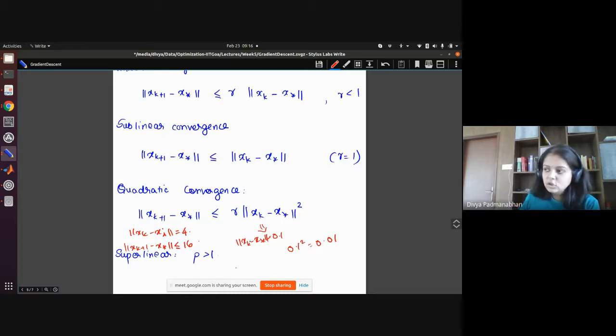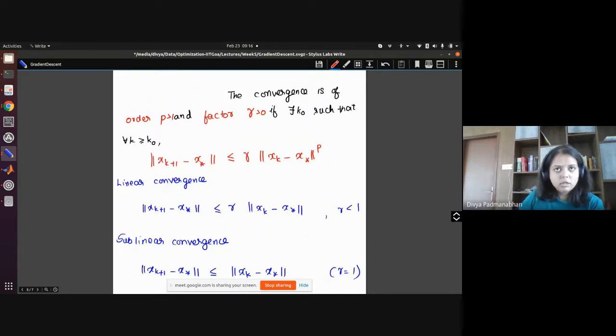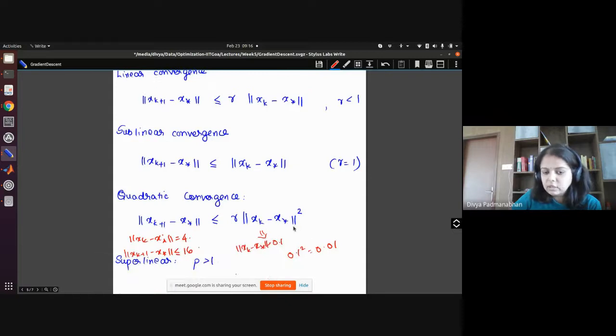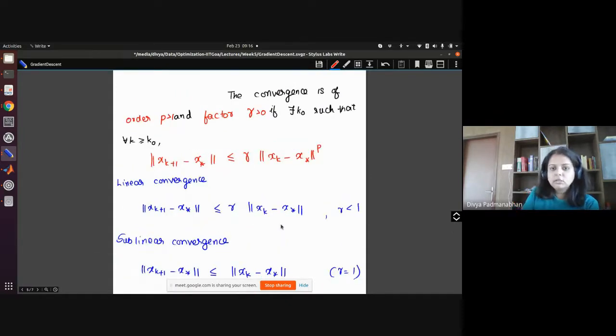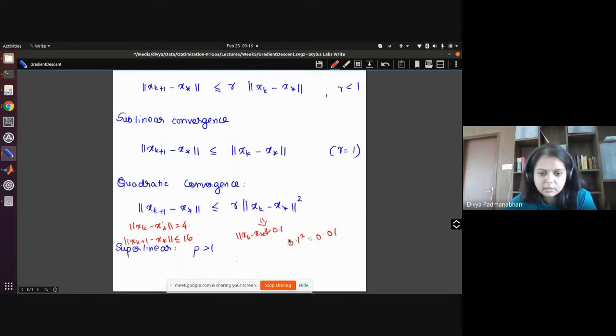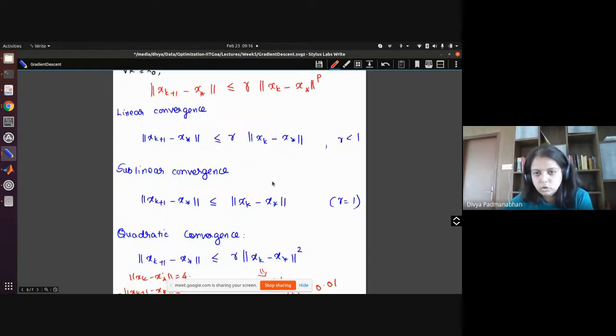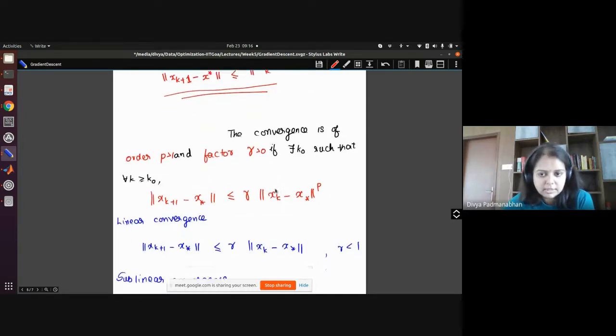So the idea is, after many steps, you are somewhere close to x star. And once that happens, how fast can you get to x star after that? That's why after some point k naught, you should have this. Of course, if you have this kind of behavior from the beginning itself, then k naught is just 1, and that is desirable. But that does not always happen in practice. So only after some k naught does this happen.